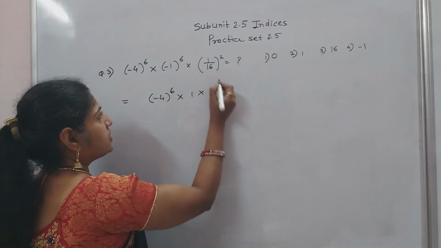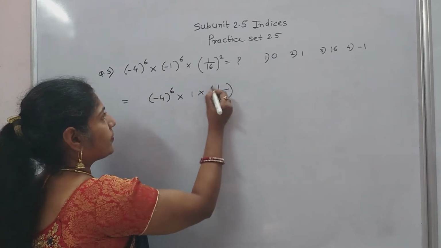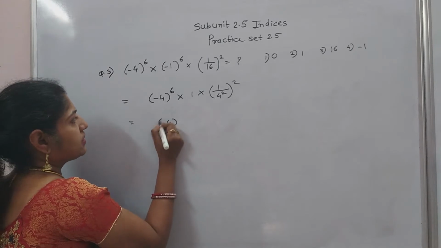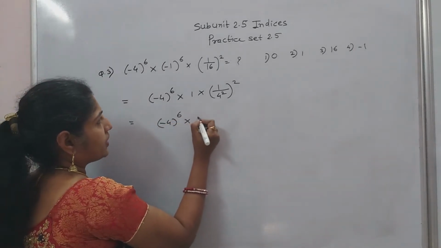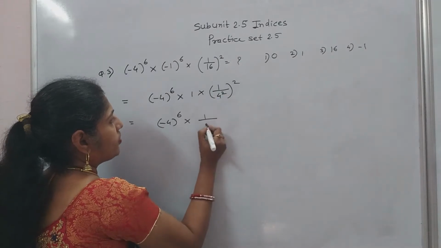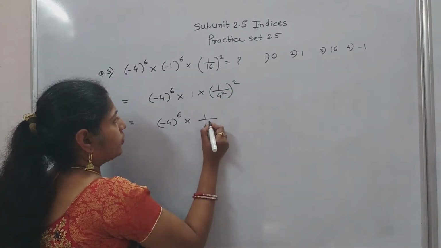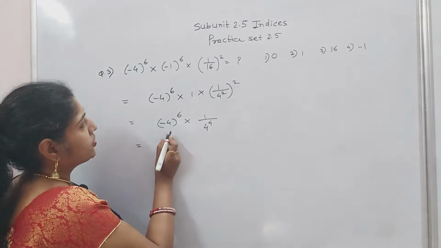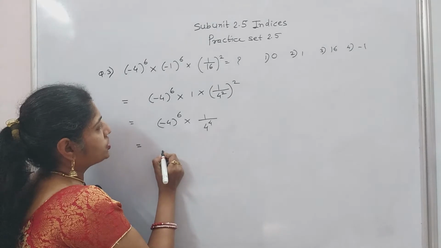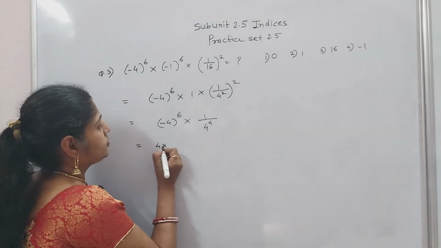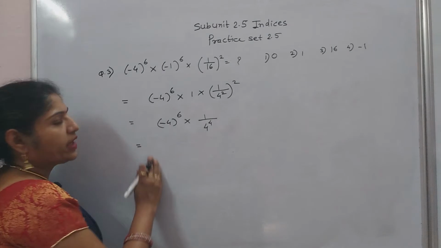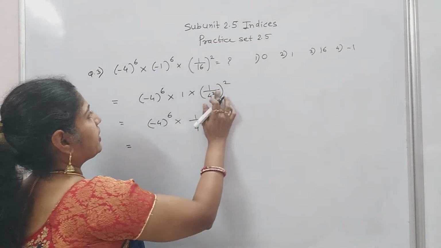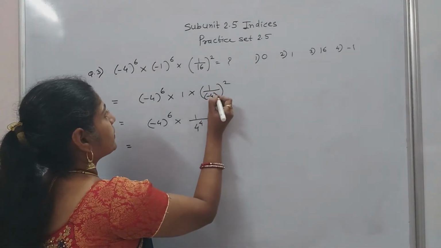Into 1 upon 16, that is 4 square. Minus 4 raised to 6 into 4 raised to 4. Minus 4 raised to 6 is a positive answer: minus 4 into minus 4 into minus 4 into minus 4, 6 times. 16 we can also write as (-4) square.